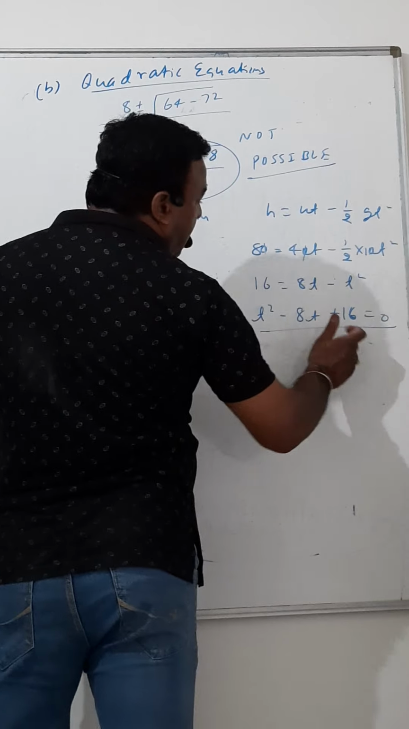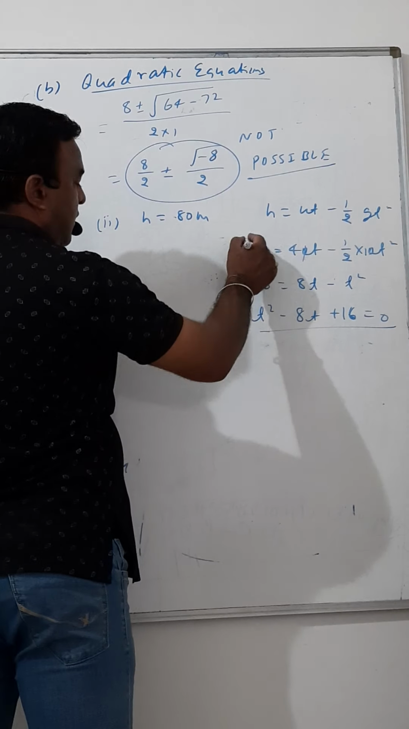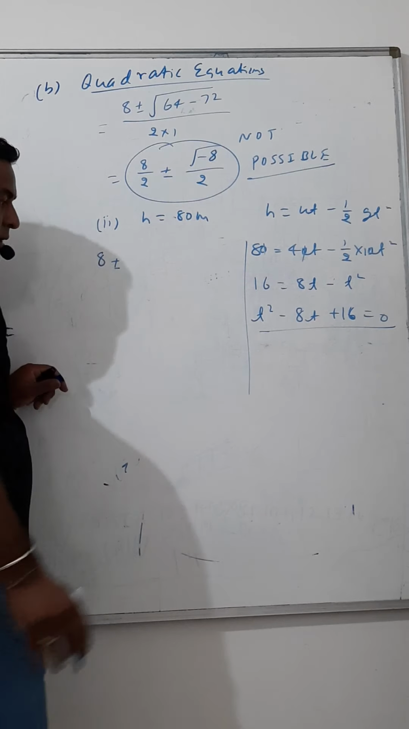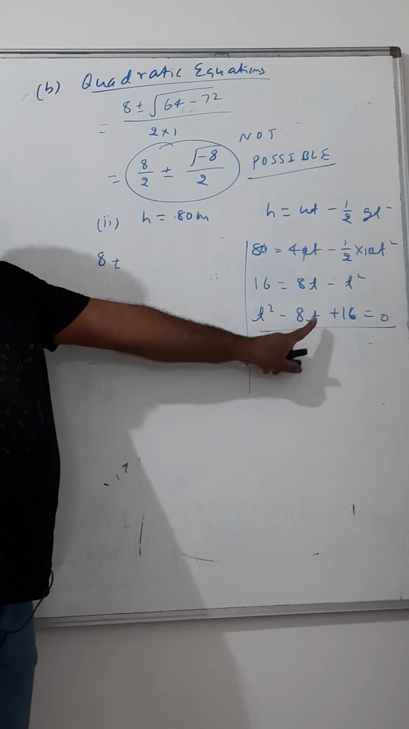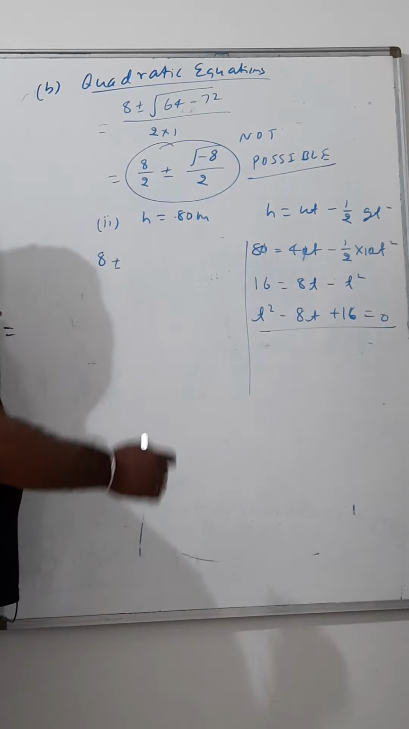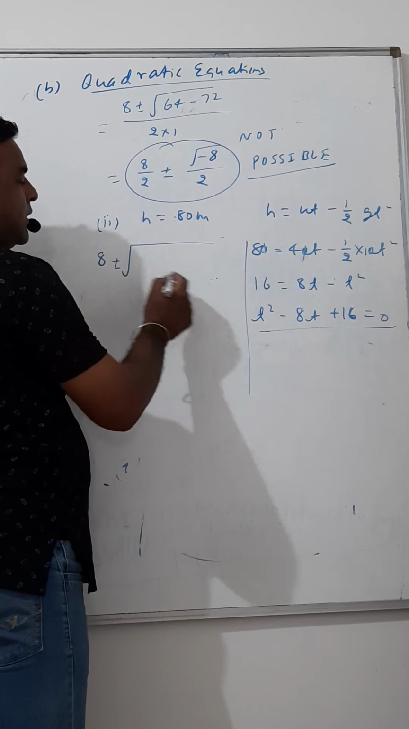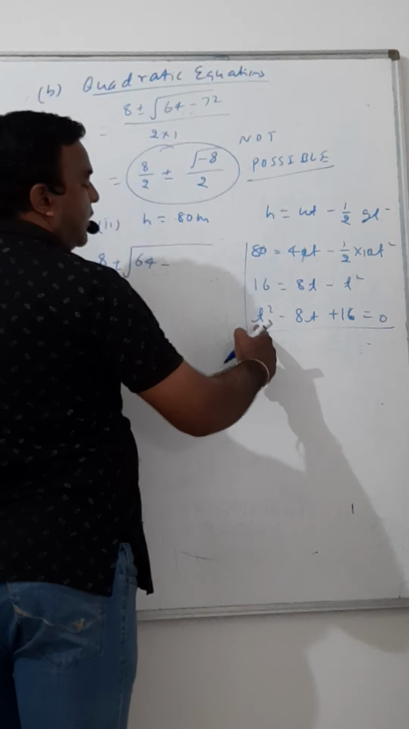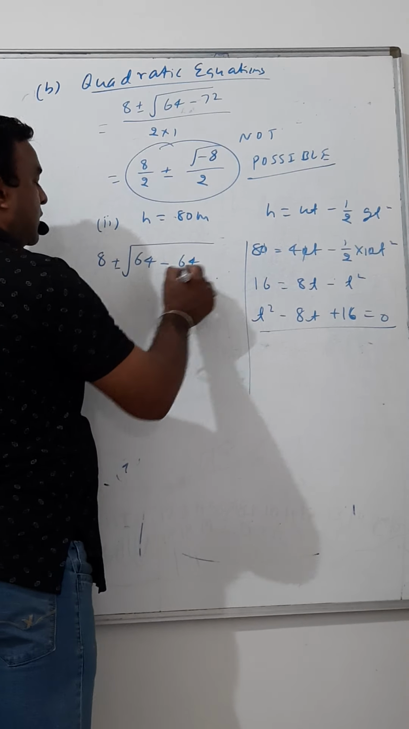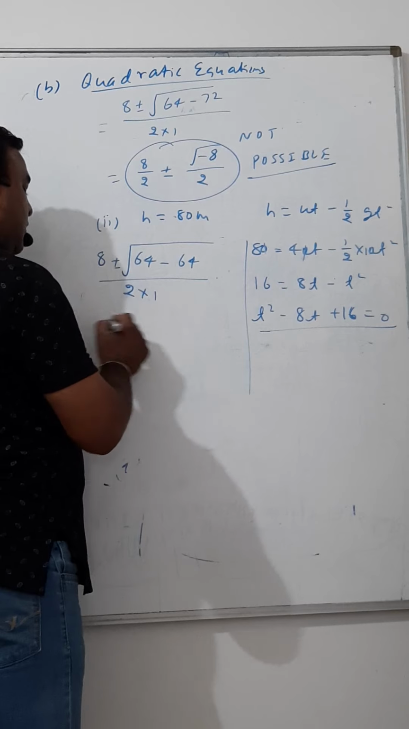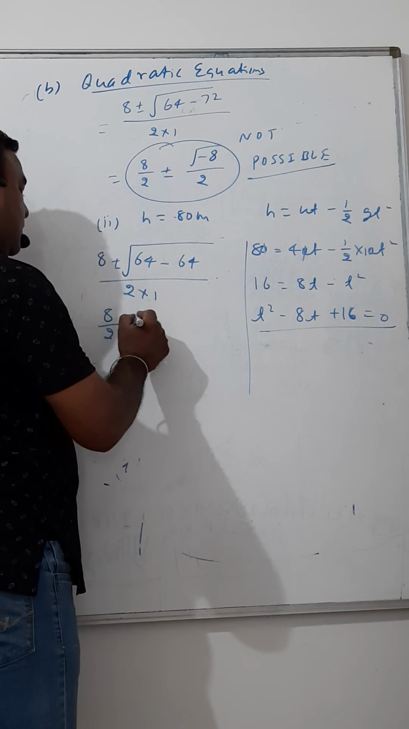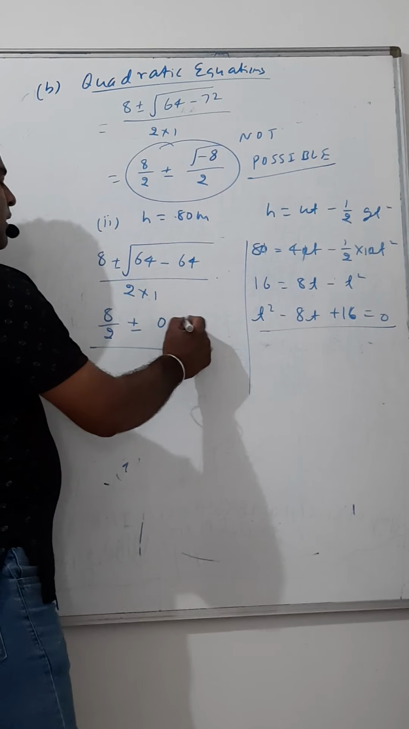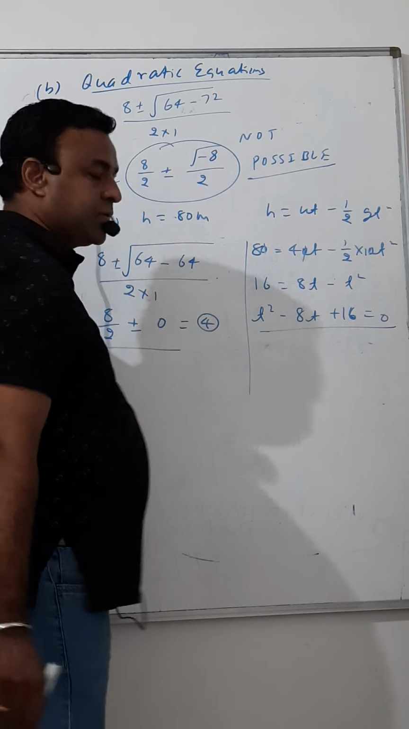t squared minus 8t plus 16 is equal to 0. Let's solve. Minus of b. I hope you are getting it. Here a is 1, b is minus 8, and c is 16. Minus b plus minus the square root of b squared, 64, minus 4ac, which is 4 into 1 into 16, 64, upon 2 into 1. 8 by 2 plus minus 0. We have a single answer, 4.